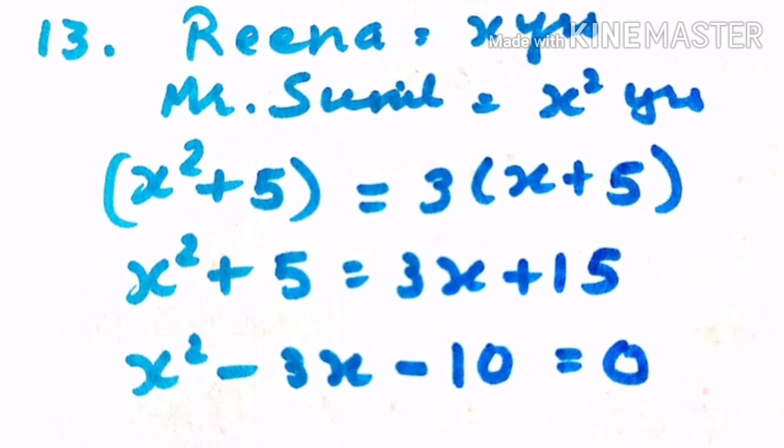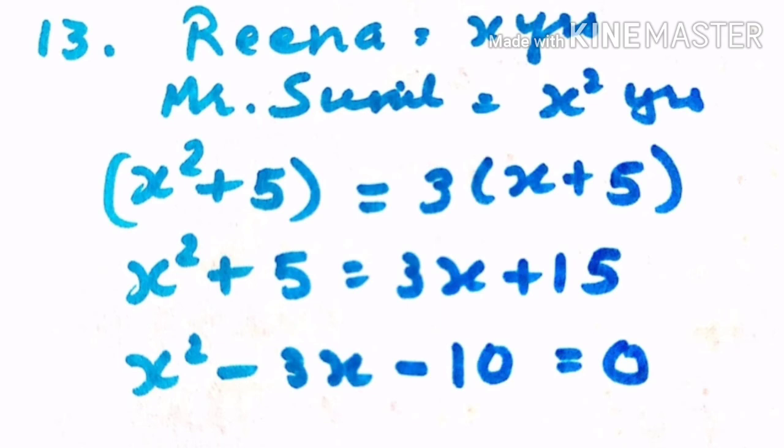Okay, so let us start. Reena's age is x years and Mr. Sunil's age is x square years. Now 5 years hence means 5 years after. The age of Reena will be x plus 5 and Mr. Sunil's age will be x square plus 5.